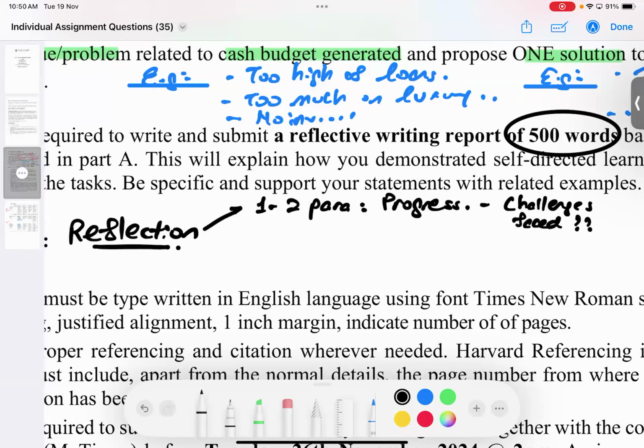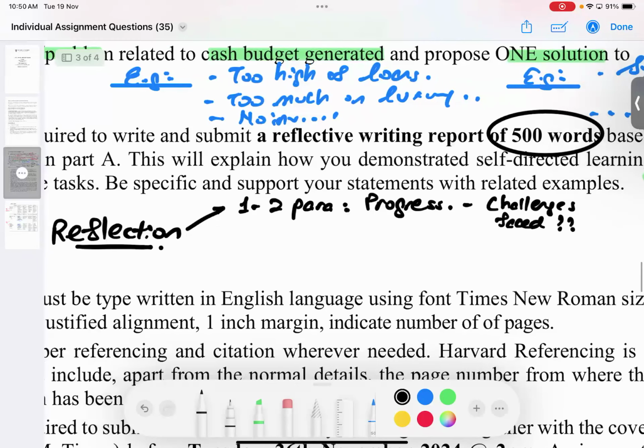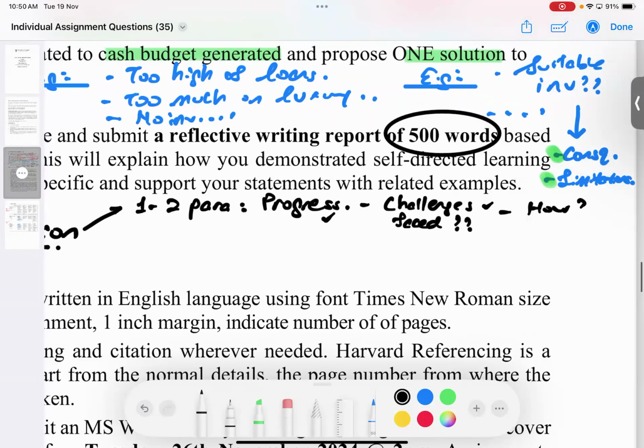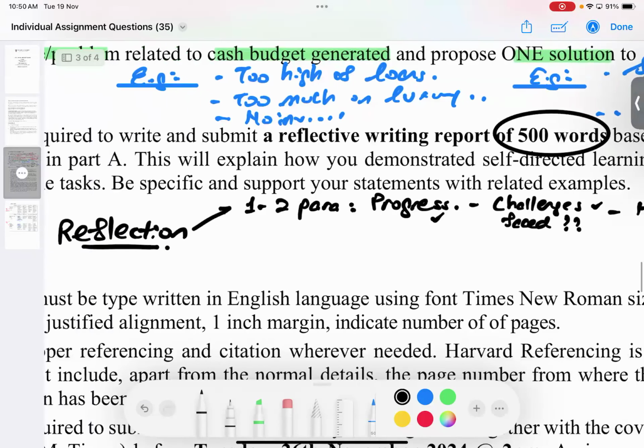Keep it concise. One to two paragraphs for the first part here. You talk about your progress of the assignment and the challenges faced and how you solve them. How to settle. If you got kicked out, how? So talk about that. Two paragraphs, one to two.